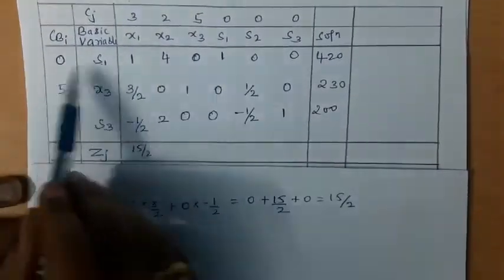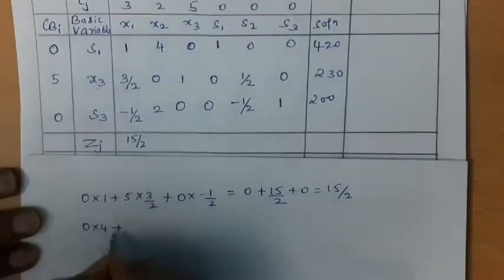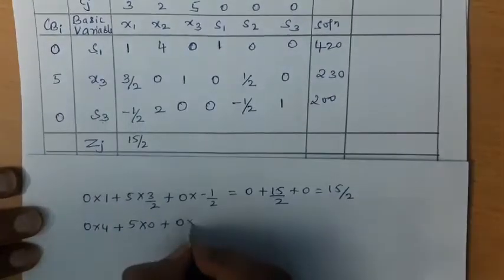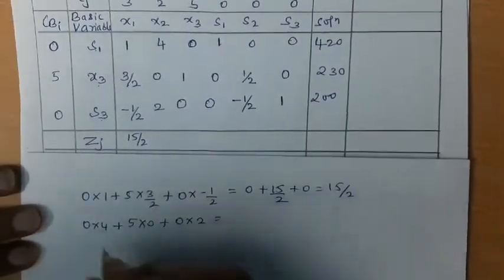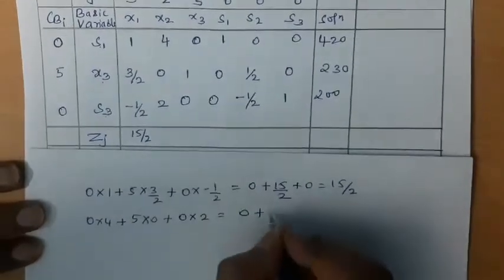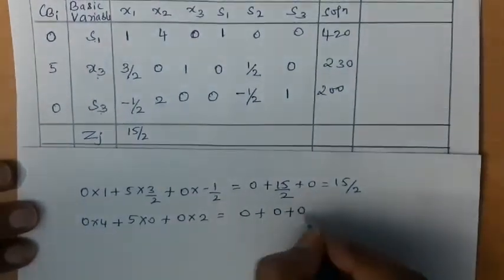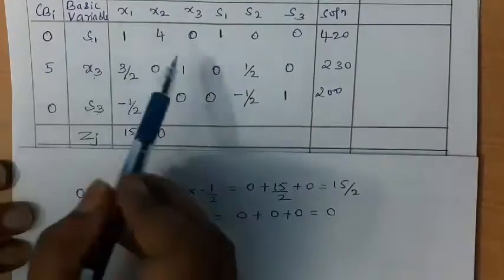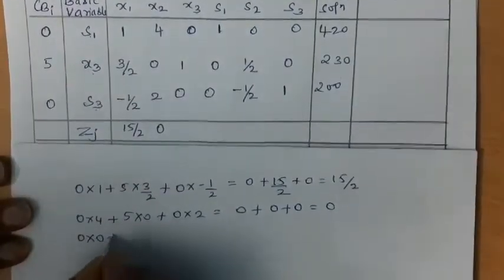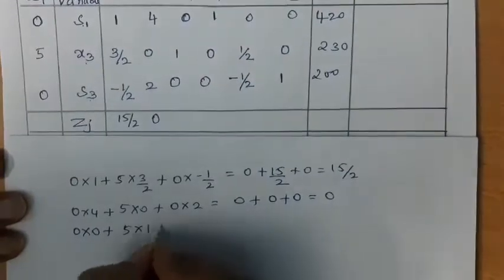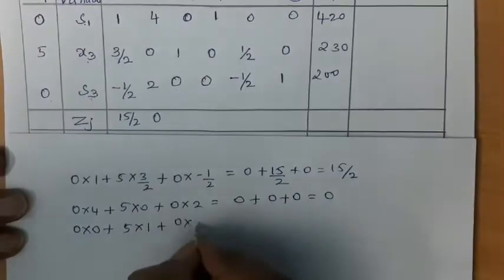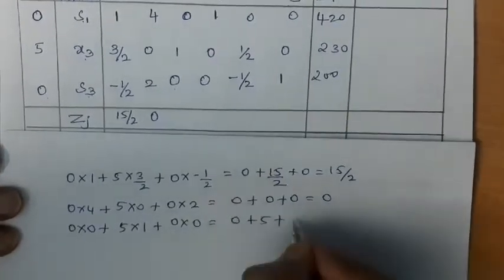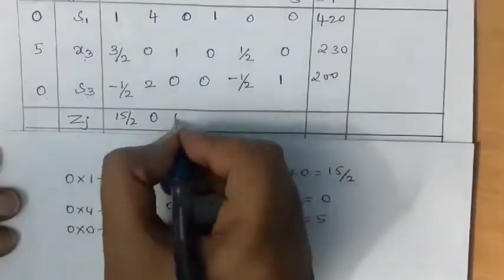Next, with the next column: 0 into 4 plus 5 into 0 plus 0 into 2. So 0 into 4 is 0, 5 into 0 is 0, 0 into 2 is 0. So the answer will be 0. So write down here 0. Next, with the third column: 0 into 0 plus 5 into 1 plus 0 into 0. So 0 into 0 is 0, plus 5 into 1 is 5, plus 0 into 0 is 0. So we get 5. So write down here 5.